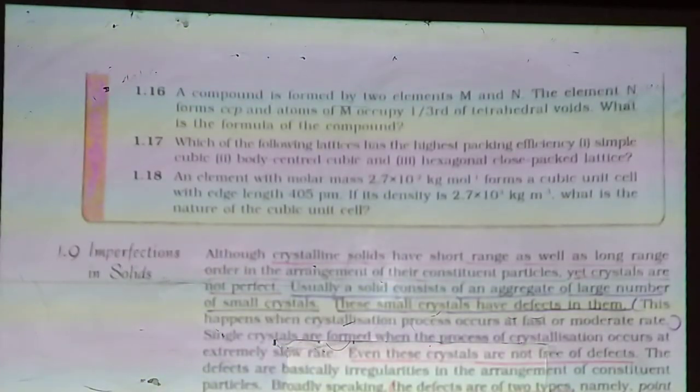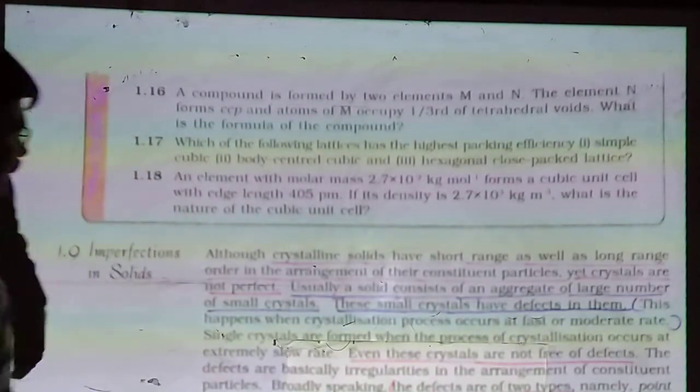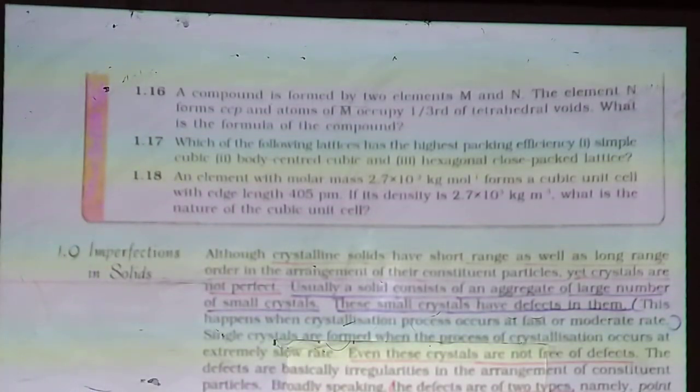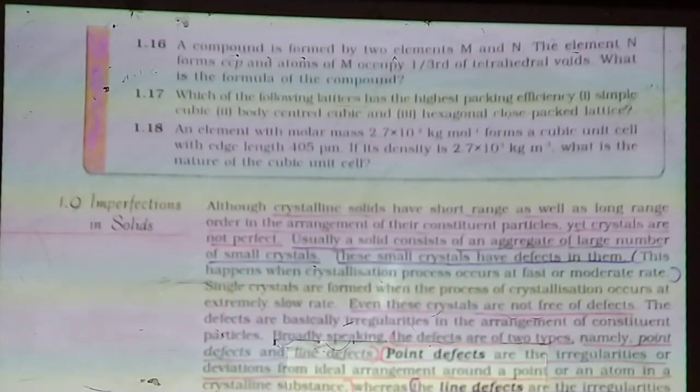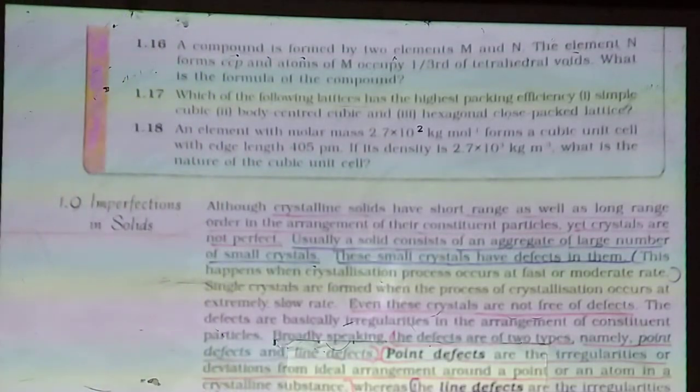Now question number 1.17 over here. Which of the following has the highest packing efficiency? Simple cubic, body centered, hexagonal. An element with molar mass, the molar mass of the element is given, 2.7 into 10 raised to 2 kilogram per mole, forms a cubic unit cell with edge length 405 picometer.